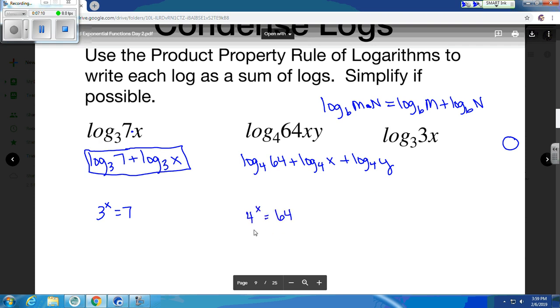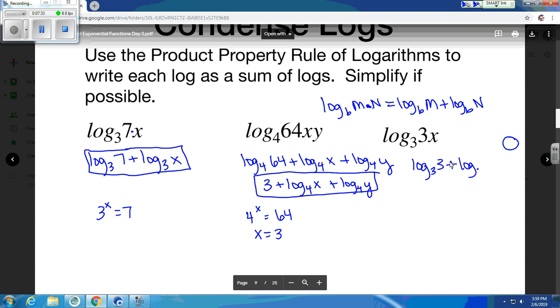4 to what power will give me 64? That would be 3. So log base 4 of 64 changes to a 3. And I keep log base 4 of x plus log base 4 of y. Log base 3 of 3x expands to log base 3 of 3 plus log base 3 of x. 3 to what power will give me 3? The answer is 1. So I have 1 plus log base 3 of x.